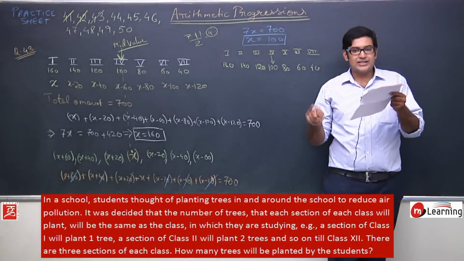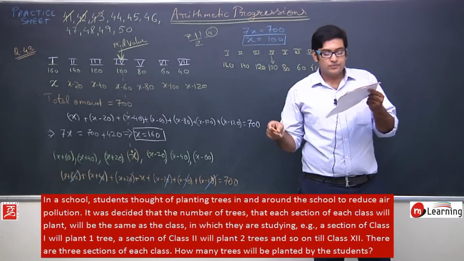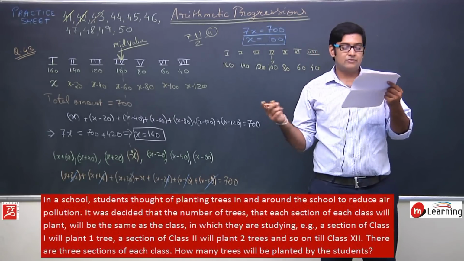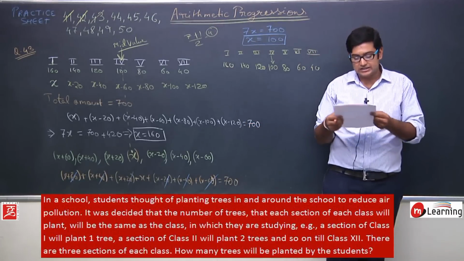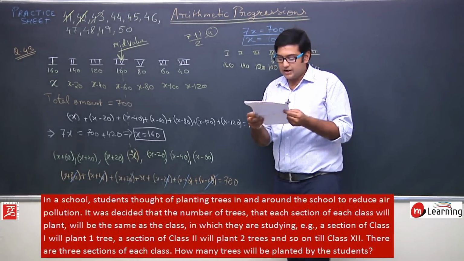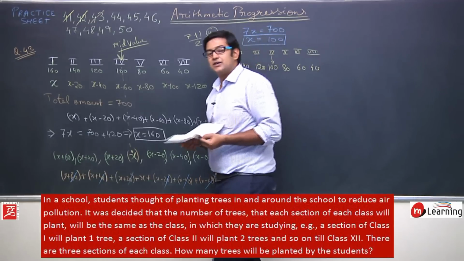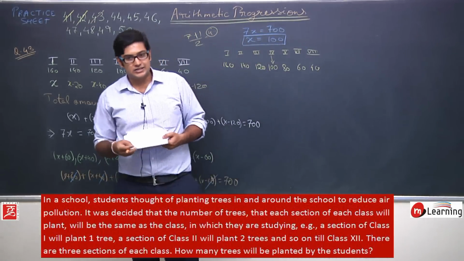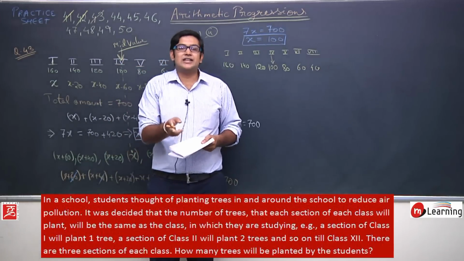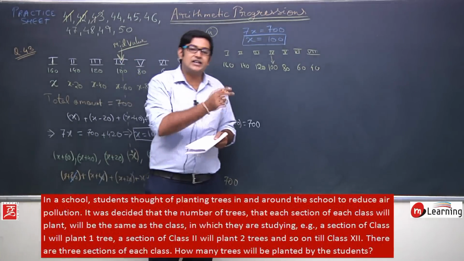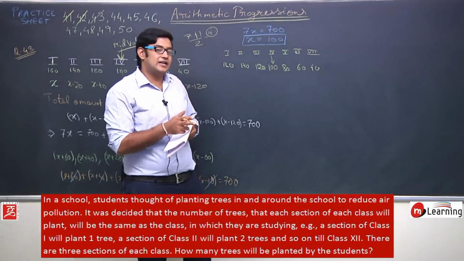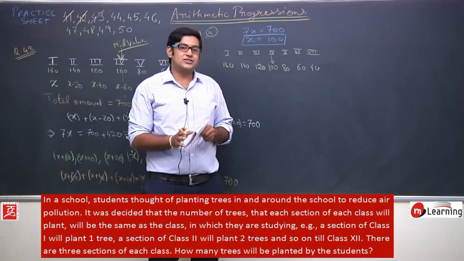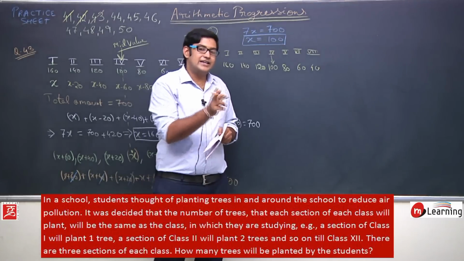Okay. So what they said is, it was decided that the number of trees that each section of each class will plant will be the same as the class. For example, if I talk about 10th class, then each section of 10th class has to plant 10 trees. If I talk about 8th class, then each section of 8th class, all the sections of 8th class, has to plant 8 trees.